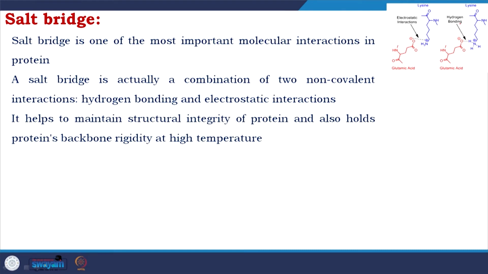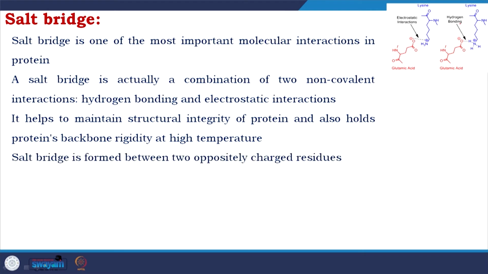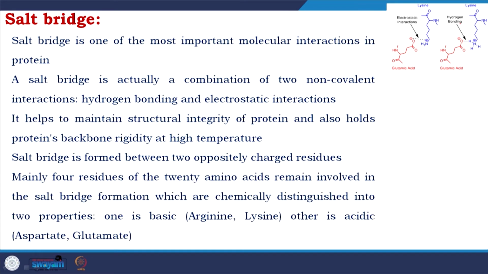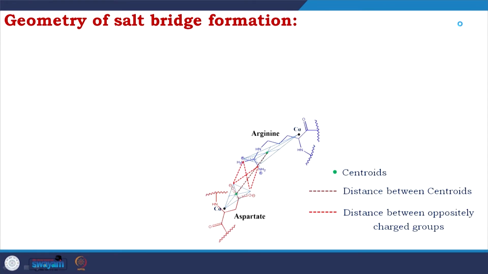It helps to maintain the structural integrity of a protein and also holds the protein's backbone rigidity at high temperature. A salt bridge is formed between two oppositely charged residues. Mainly 4 residues of the 20 amino acids are involved in salt bridge formation, which are chemically distinguished into 2 properties. One is basic, which is arginine and lysine, and the others are acidic, aspartate and glutamate.